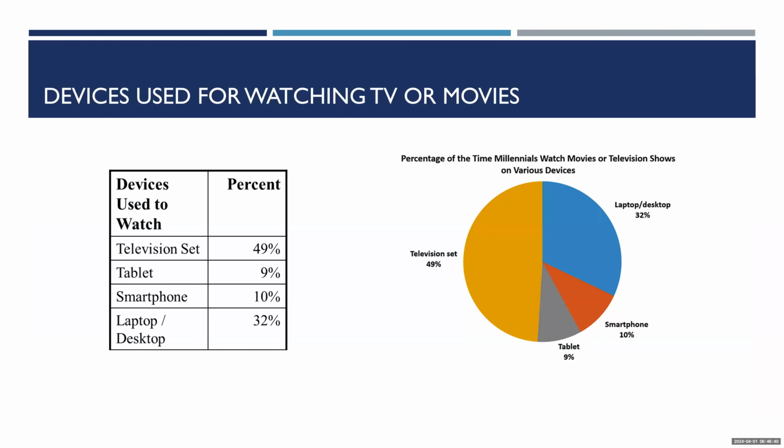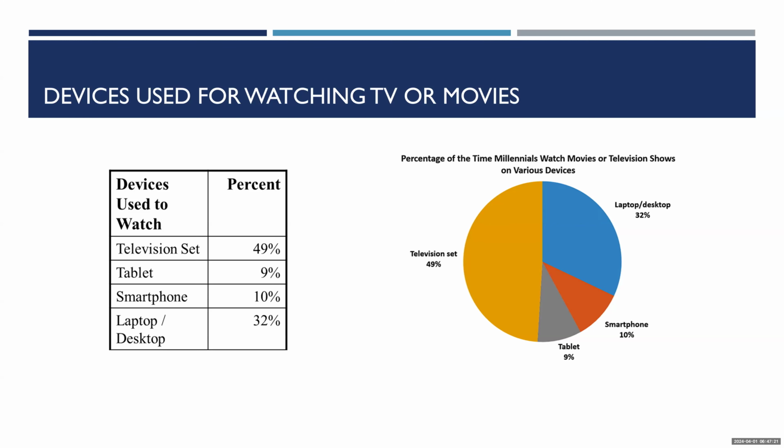So for example, in this chart, we have a pie chart that shows the percentage of time millennials watch movies or television shows on various devices. The table on the side shows the same data that the pie chart shows, which helps us see that data can be presented in a variety of ways. The pie chart is more colorful, and that visual can help show that even if you didn't have the numbers there, you would know that the television set is still a very, very large category, with the next largest category being a laptop or desktop.